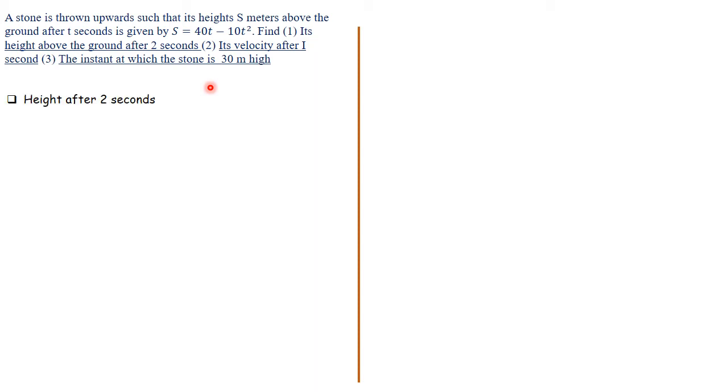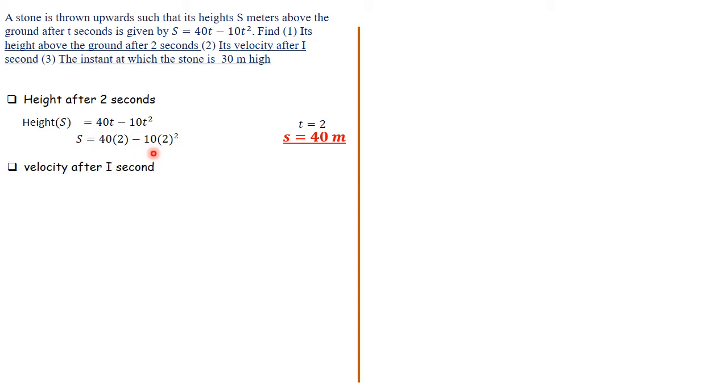So we begin with the first one. Height after 2 seconds. What's the height of the stone after 2 seconds? Well, you should understand that height, which is s, is given by 40t minus 10t squared. Therefore, since we just asked about 2 seconds, we replace t equals 2 and put it here. And therefore, you're going to have s equals 40 in brackets 2, and you continue. And the answer will be 40 meters. It will be 40 meters above the ground in the second.